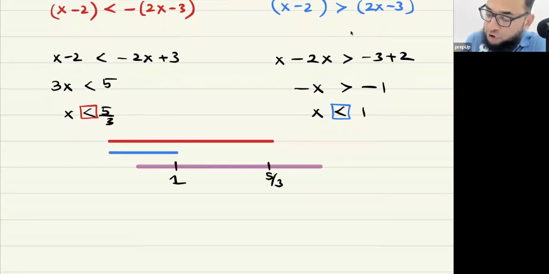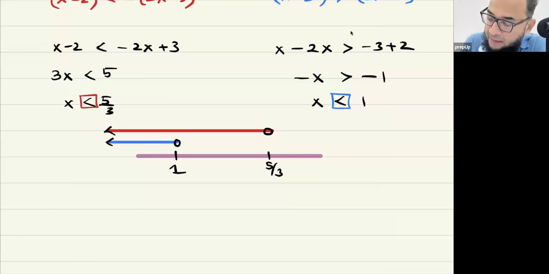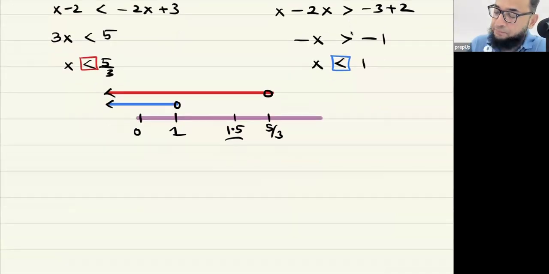Now, let me change it. So this is x is lesser than 5 over 3. This is x is lesser than 1. Which value should I choose? Between 1 and 5 over 3, let me choose 1.5. That looks good. And lesser than 1, let me choose 0. So let me choose x is equals to 0. Let me choose x is equals to 1.5.